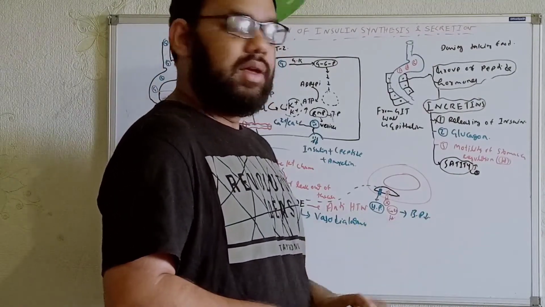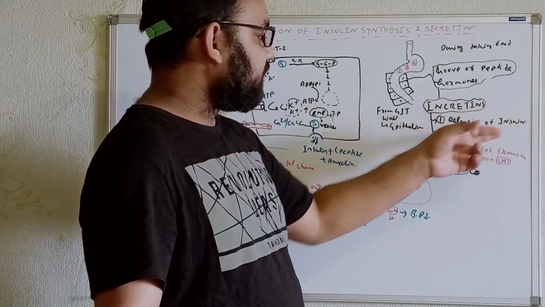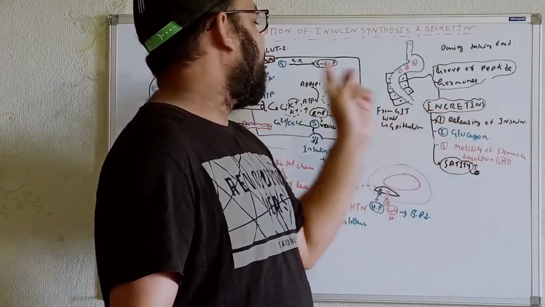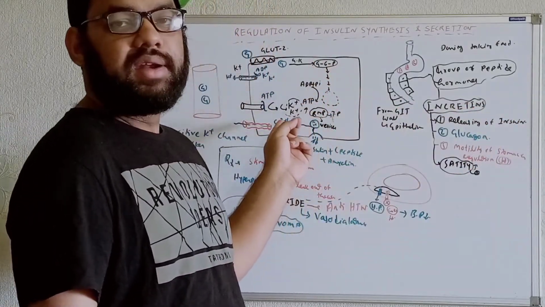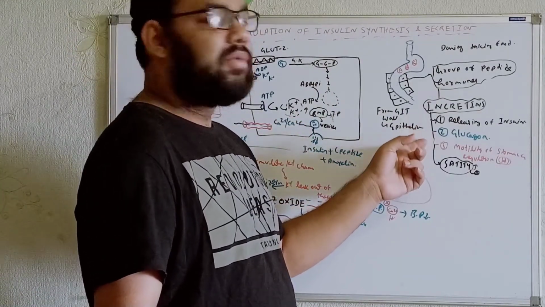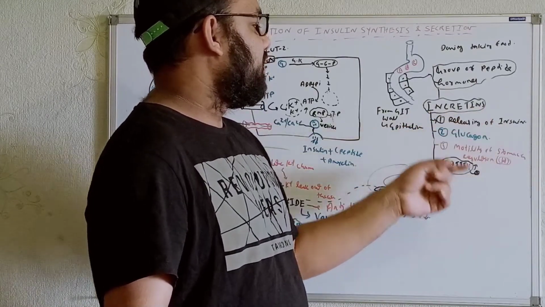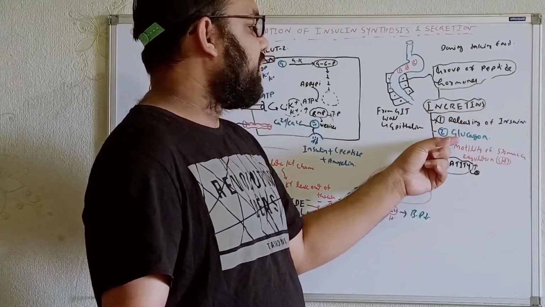Okay. So what are the main functions? Releasing of the insulin. In fact, we can say insulin is getting secreted by the pancreatic beta cells after taking the glucose. So it is amplifying the releasing of the insulin. Then it will inhibit the secretion of the glucagon.